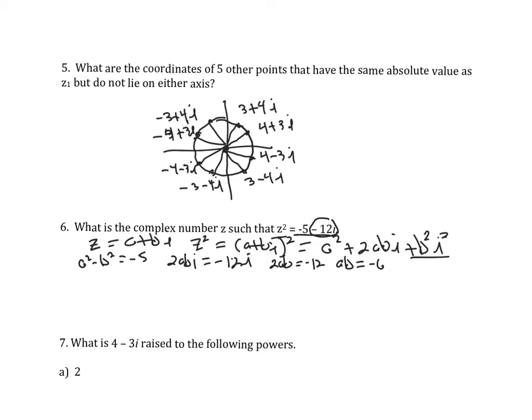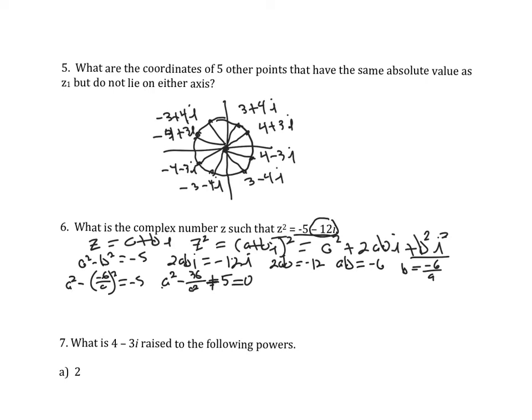And we can keep going and say, therefore, that B is equal to -6 over A. What that means is that we can replace B with -6 over A, and we get A squared minus (-6 over A) squared is equal to -5, or A squared minus 36 over A squared is equal to, well, actually we'll add the 5 to both sides. Plus 5 is equal to 0.